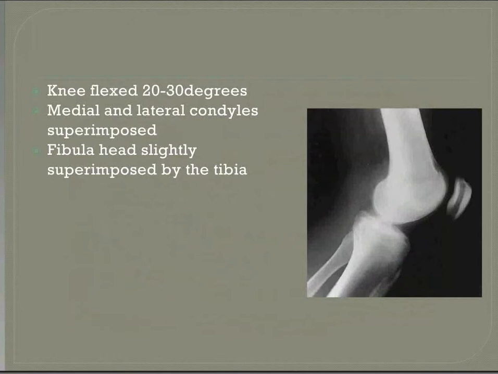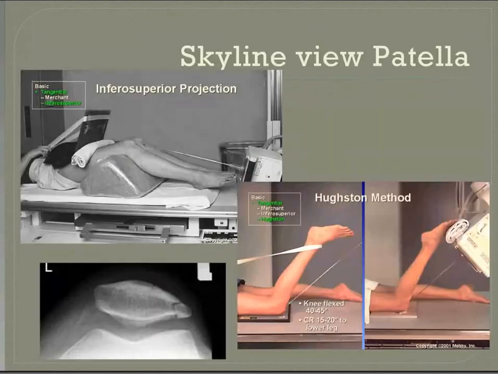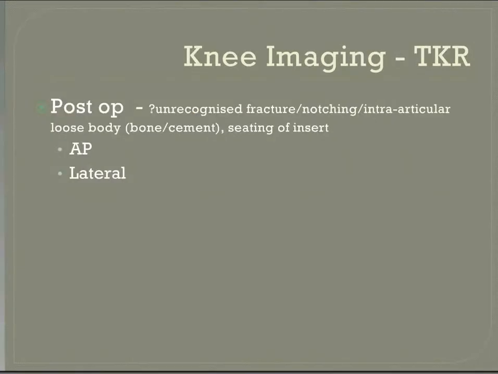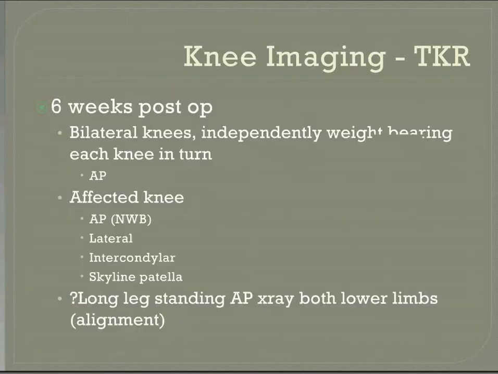And then we have our skyline view of the patella, which has a range of different methods of performing it. And this was our protocol for post-operatively: AP and lateral, and then post-op at 6 weeks is for the full range of X-rays again. Just so I go back to 6 weeks. Yeah, I put that down. Query, do it then at 6 weeks, or do you want to do it at 3 months? To discuss whether you did it at 6 weeks.